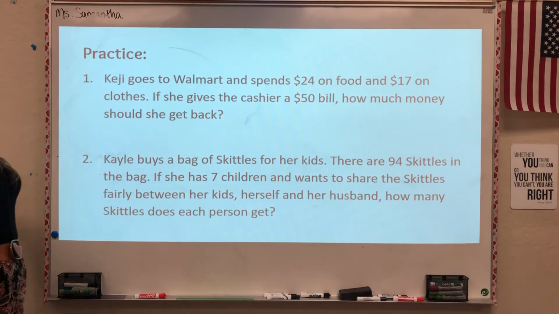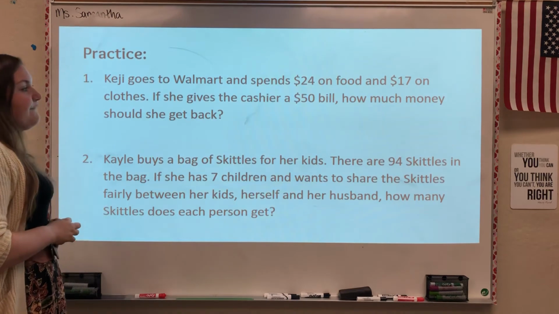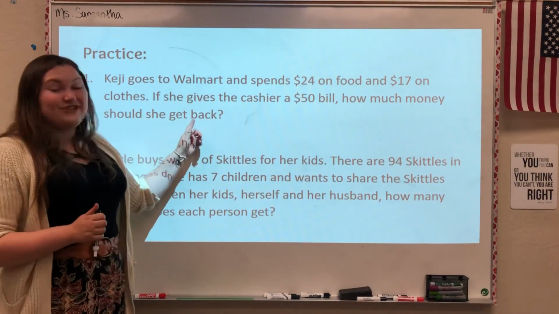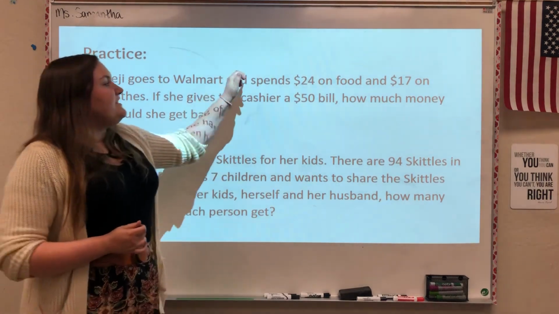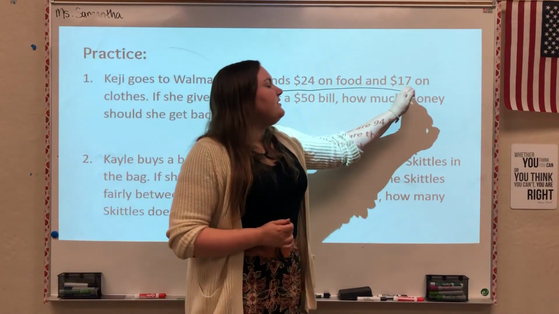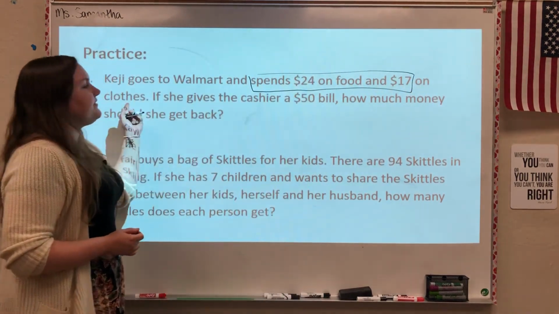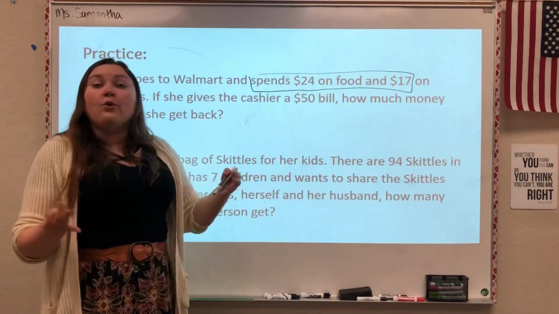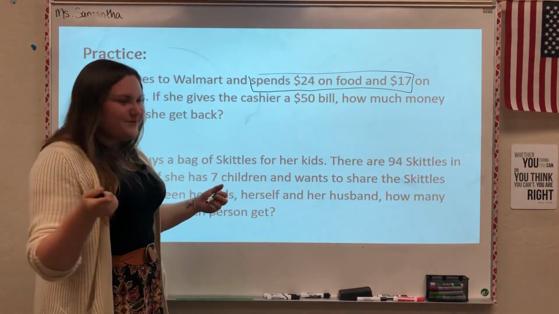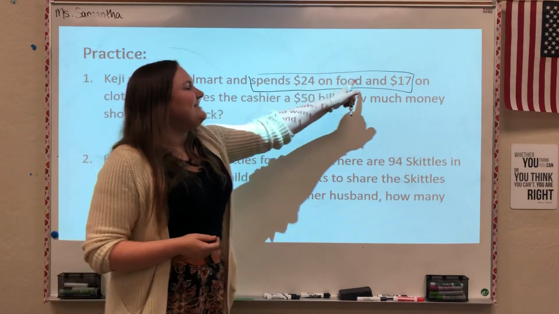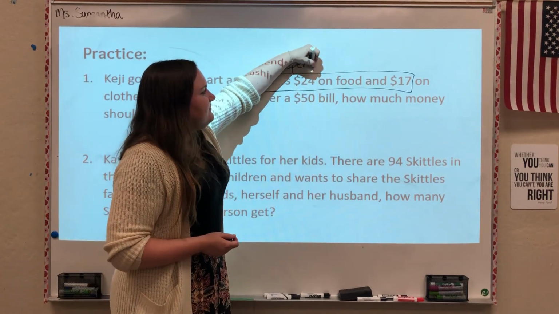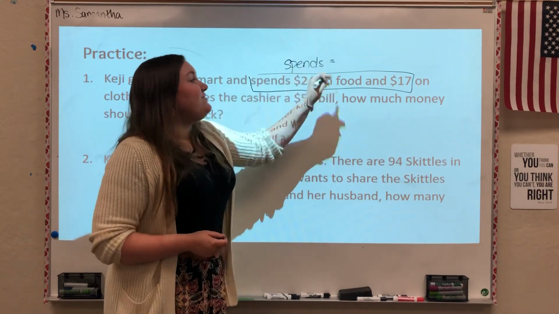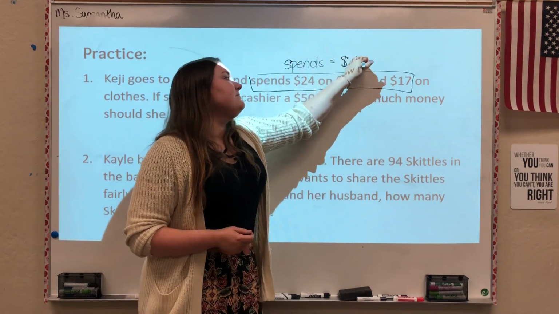Well, to figure this out, there's 2 steps to this one. First, for us to know how much money she should get back, we need to know how much money she spends. Well, she spends $24 on food and then the $17 on the clothes. So to find the total she spends, notice I'm using the word total because we're going to add these. So that means the total she spends, when you add these, you get 41.